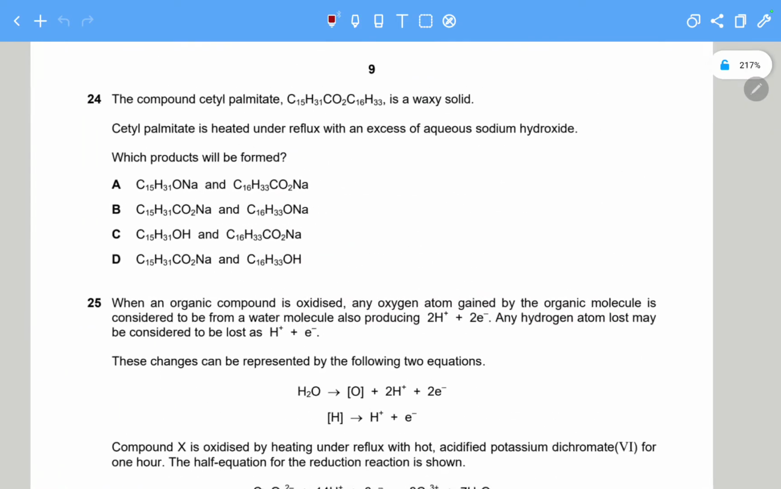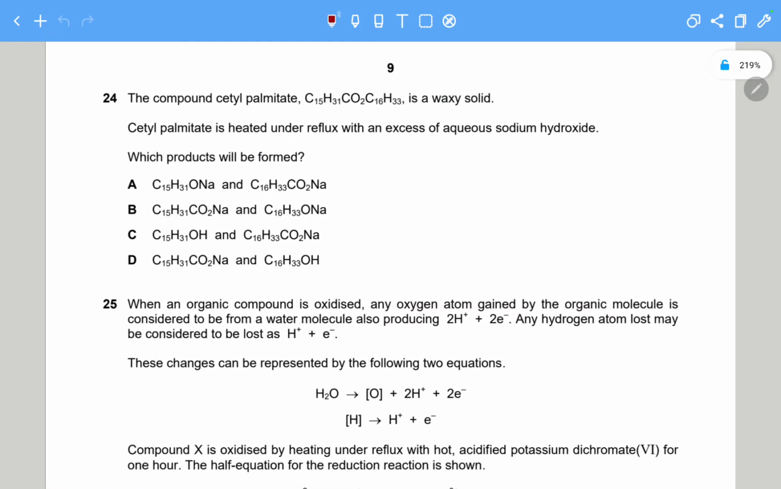Question 24, the compound cetyl palmitate, C15H31CO2C16H33, is a waxy solid. Before we read anything else in the question, you can see this is an ester. This will be the carboxylic acid part. This will be the alcohol part. Cetyl palmitate is heated under reflux with an excess of aqueous sodium hydroxide. Which products will be formed? Before we read any options, let's make the products. Then we will see which one corresponds to our products.